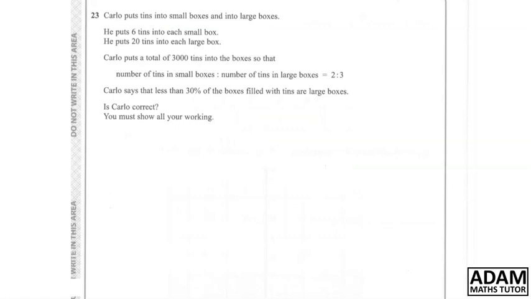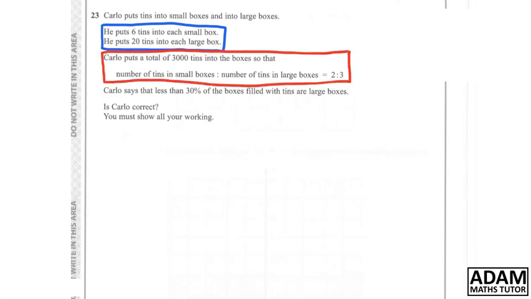Question 23. Carlo puts tins into small boxes and large boxes. He puts 6 tins into each small box, and he puts 20 tins into each large box. Carlo puts a total of 3,000 tins into the boxes, so that the number of tins in the small boxes to the number of tins in the large boxes is 2 to 3. I can use this information to work out how many of them should be small and how many should be large. So work out how many parts there are in total.